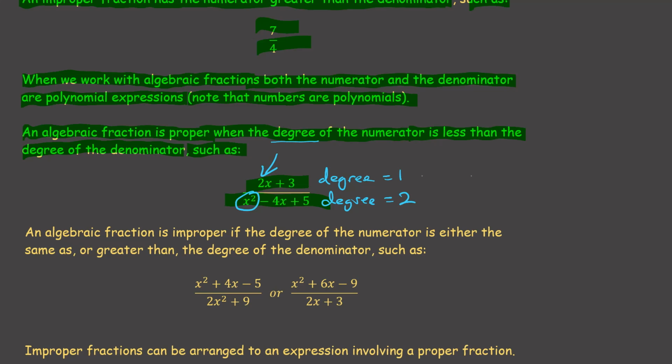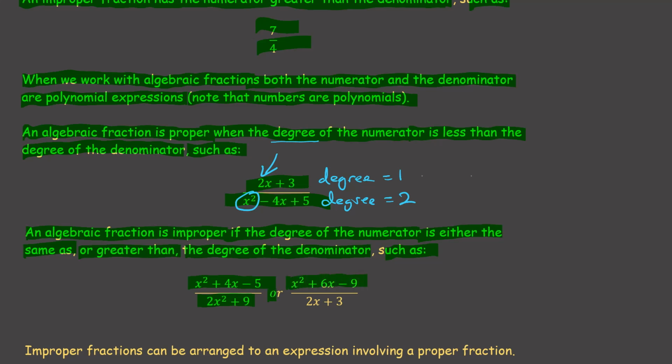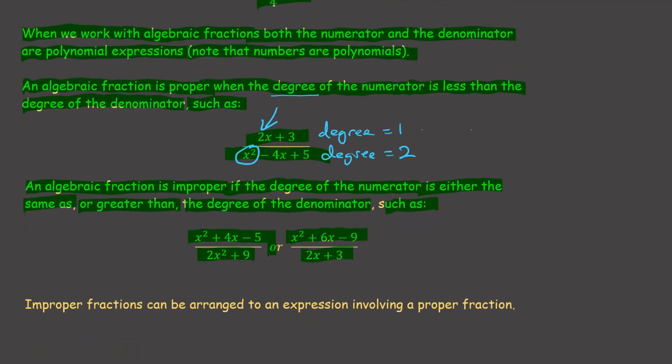An algebraic fraction is improper if the degree of the numerator is either the same as or greater than the degree of the denominator, such as (x² + 4x - 5)/(2x² + 9), where both numerator and denominator have a degree of 2, or (x² + 6x - 9)/(2x + 3), where the numerator has a degree of 2 and the denominator a degree of 1.